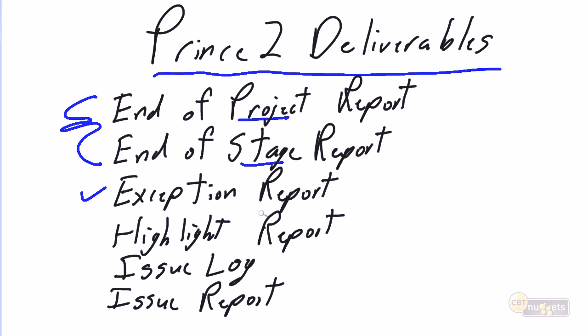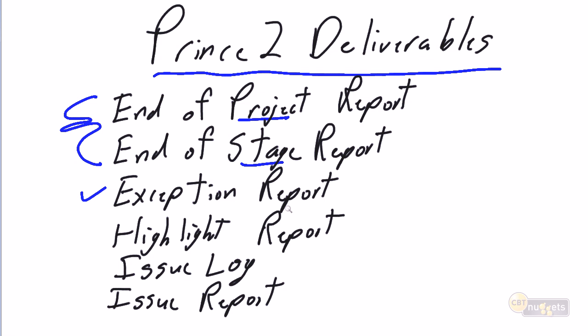We reviewed the report that we all as project managers hope we never have to produce, which is our exception report, which is produced one per exception when the project hits a tolerance variance. It's greater than my ability to manage as a project manager. My budget has gone out of tolerance. My schedule has gone out of tolerance.